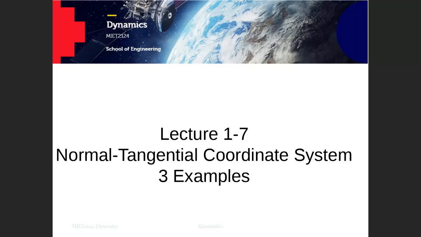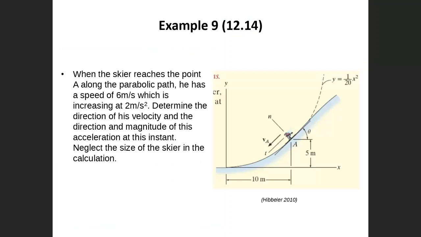Three more examples on normal tangential coordinate system. A skier is going along the parabolic path. The equation of the path is given. At point of analysis A, velocity is equal to 6 meters per second, VA, 6 meters per second. Direction will be in tangential direction, always in tangential direction.